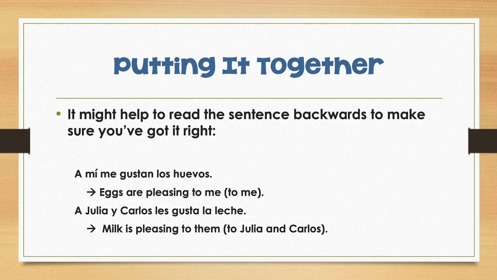Okay? So we're going to put it all together. And what I find helps me is that after I put the sentence together, I read it backwards. And if it makes sense, if it matches, then we're good. So for example, a mí me gustan los huevos. A mí has to match me, and gustan has to match the huevos. And if I read it backwards, it says eggs are pleasing, and this is the ellos form because huevos are plural. So eggs are pleasing to me. That works. A Julia y Carlos les gusta la leche. So a Julia y Carlos goes with les, and I'm going to use gusta because leche is singular. If I read it backwards, it means milk is pleasing to them. And who's them? Julia and Carlos.